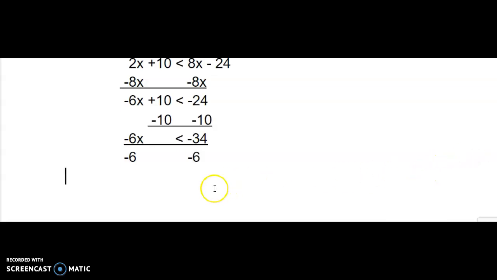I divide by a negative number. So I have negative 6 divided by negative 6, that's 1. 1 times x is x. Now, because I divided by a negative number, instead of less than, I'm going to flip the sign to be greater than. Negative 34 divided by negative 6 is positive 5.66 repeating. Or I can just write it as a fraction, which is x greater than 5 and 2/3.